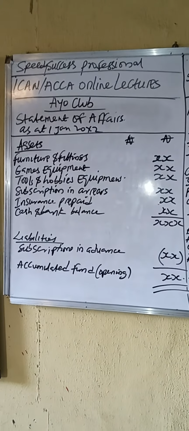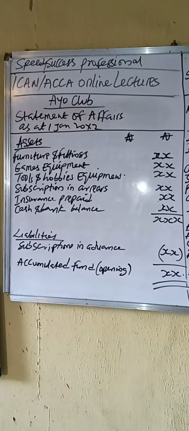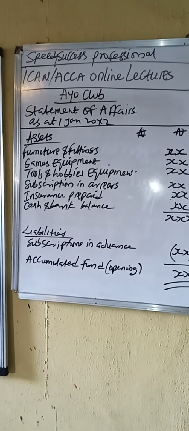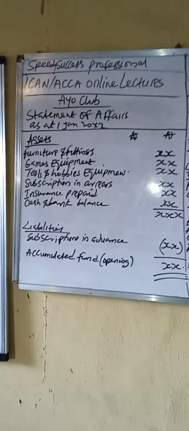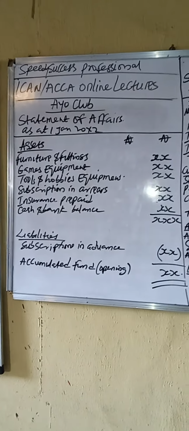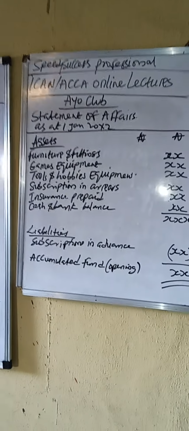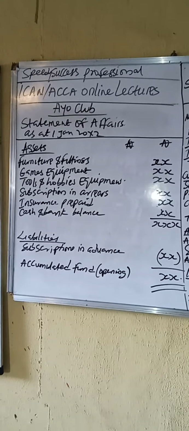Sometimes if you're an accountant and you're coming to a club and the club has existed for some time and there is no proper accounting, one of the information you need to gather is what are the assets at the beginning of the year. And now you can use that to determine the accumulated fund at the beginning of that period for you to be able to prepare the statement of financial position at the end of the period.